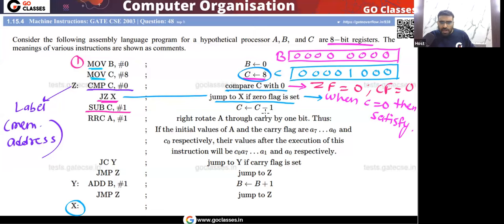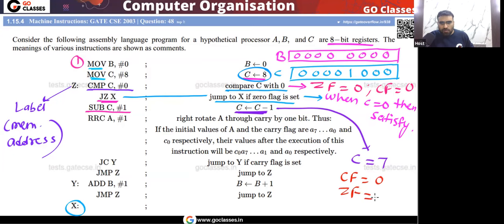So you tell me, after this subtraction instruction, what will happen to the carry flag? You are doing C: in C, you are putting C minus 1. So the C value will become 7. What will happen to the carry flag? After the subtraction operation, you can see 8 minus 1, so there is no need to borrow. So the carry flag is reset. What will happen to the zero flag?